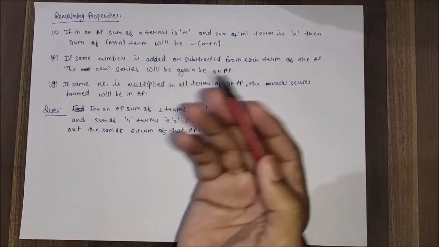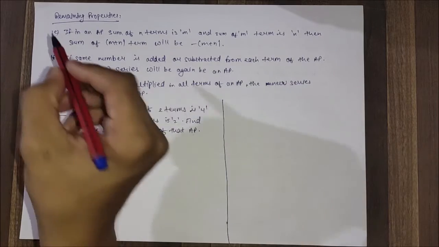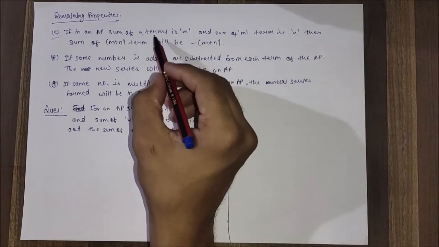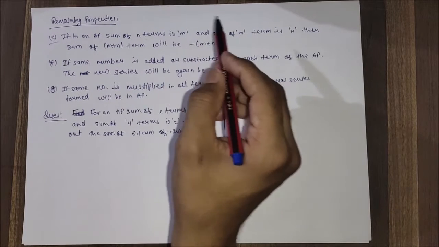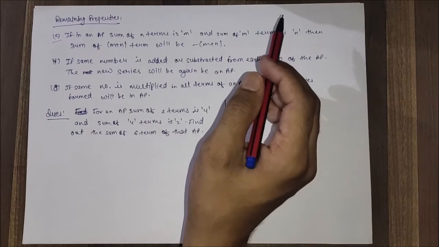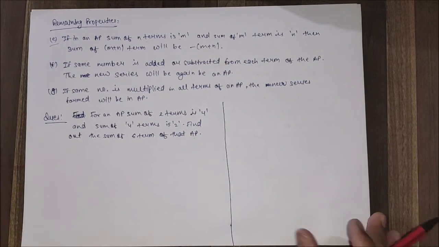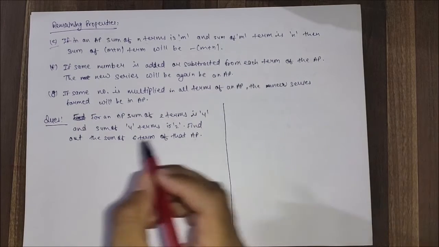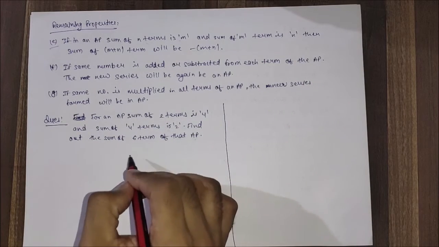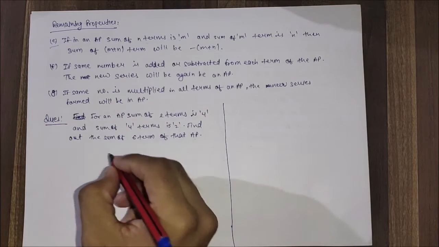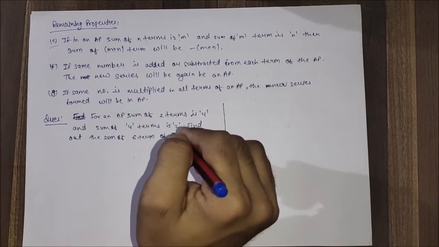We discussed four properties in the last lecture, and the fifth property says that if in an AP the sum of n terms is m and the sum of m terms is n, then the sum of m plus n terms will be equal to minus (m plus n). Here we have one question. We will solve this using this property, or rather we will prove this property by solving this question.